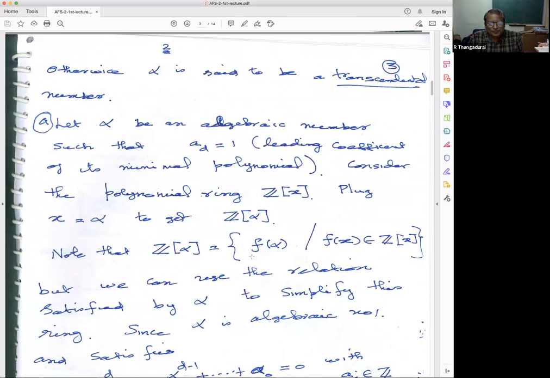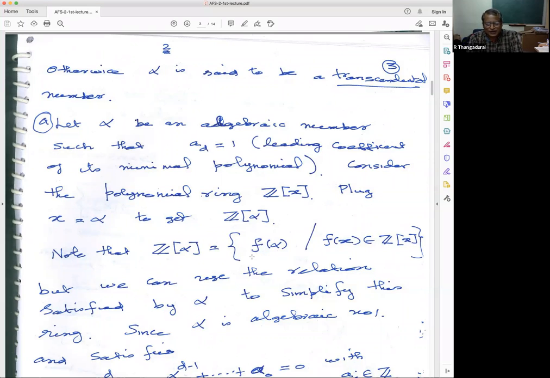Okay, so we want to look at the polynomial ring. Z is a ring, the set of all integers, it forms a commutative ring. And we can look at the polynomial ring with coefficients coming from Z, Z[x]. So you take an algebraic number alpha with leading coefficient a_d equal to 1. Here a_d is the leading coefficient, and d is the degree I'm assuming here.